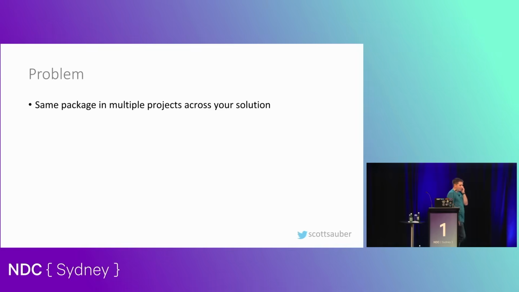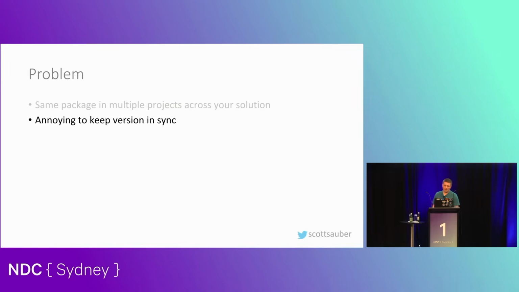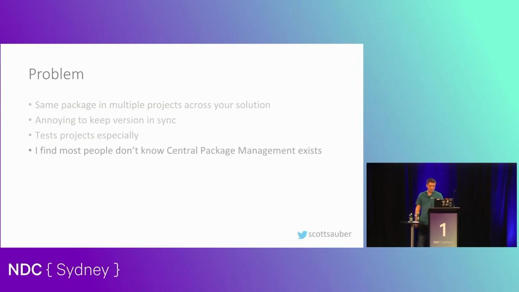The problem that central package management solves is, let's say you've got the same package in multiple projects across your entire solution, where you've got Entity Framework in multiple spots, or let's say you've got multiple test projects, so you've got xUnit in multiple spots, or NSubstitute, or Moq, one of those. It's pretty annoying to keep some of these versions in sync, especially when you're doing a .NET upgrade, and you're like, oh, I need to move from version 7 to version 8, which we had to do recently, and now I've got to go update these in all these different spots. It can be really annoying to keep those versions in sync, especially in test projects.